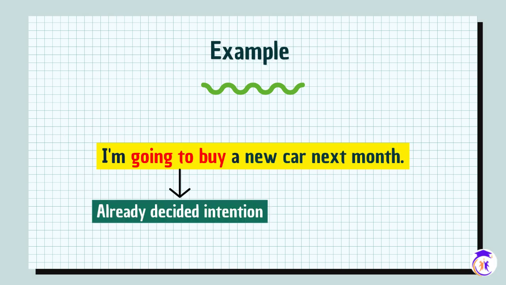For example, I'm going to buy a new car next month. In this example, by using the phrase going to plus the verb buy, the speaker indicates a clear, decided intention to buy a new car next month.